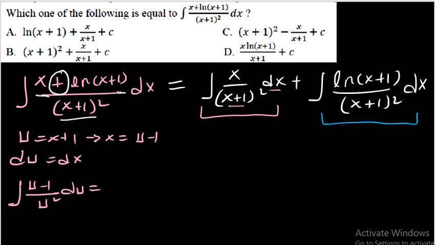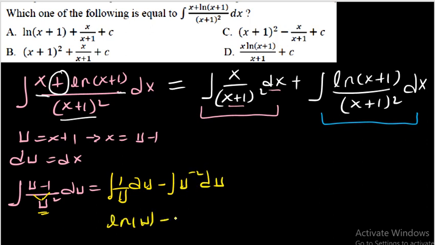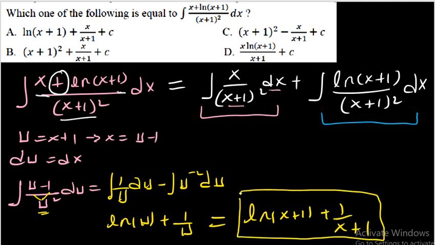Again we can give the denominator to each part. u over u squared is 1 over u, integral du, and don't forget, minus 1 over u squared, that means u to the power of negative 2, du. When you integrate this, we get ln u minus the integral, which is negative 1 over u, that means plus 1 over u. This is equal to ln of x plus 1 plus 1 over x plus 1. Keep it. This is the integral of the first part.